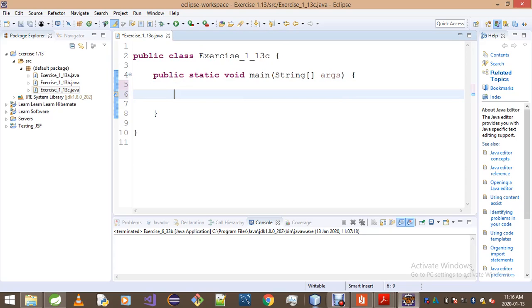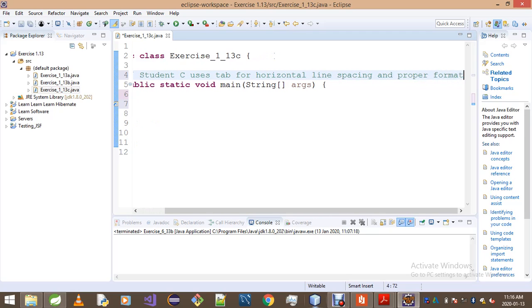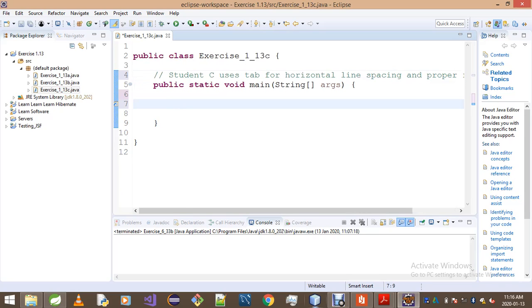Before I do, let's write the comment. What is it that student C did? Okay, student C uses tab for horizontal line spacing and proper formatting. Okay, let's get on to it.